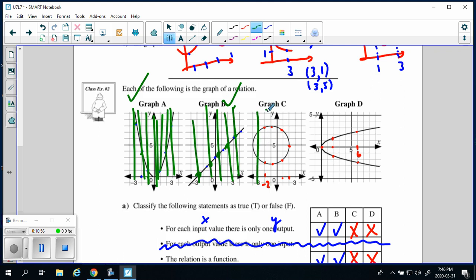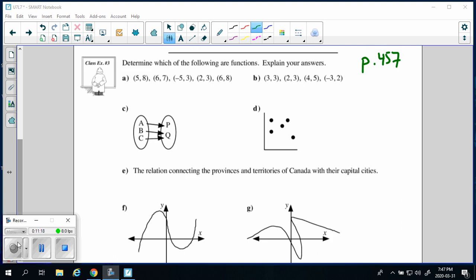If you draw vertical lines here, actually, some of the vertical lines hit it at more than one point. So that's not a function. And if you draw vertical lines here, some of the vertical lines hit at more than one point. So this is not a function. So the vertical line test is a way to quickly tell if a graph is a function or not a function. We can see some more examples on page 457, class example number 3.